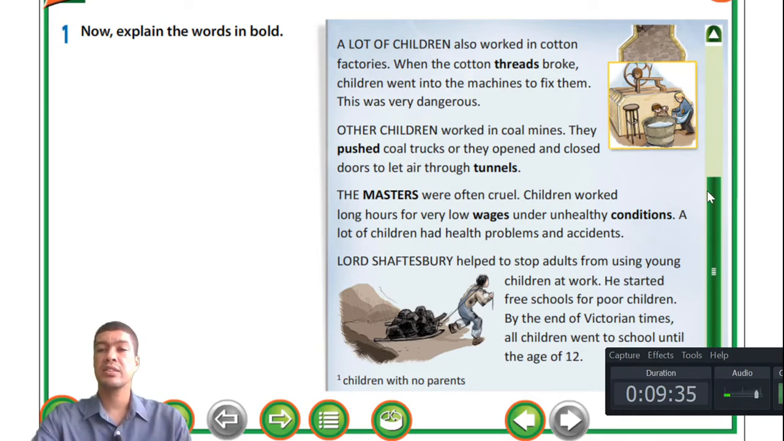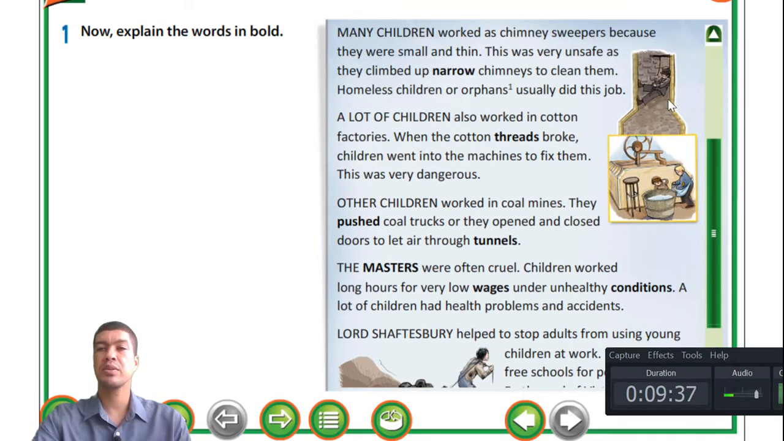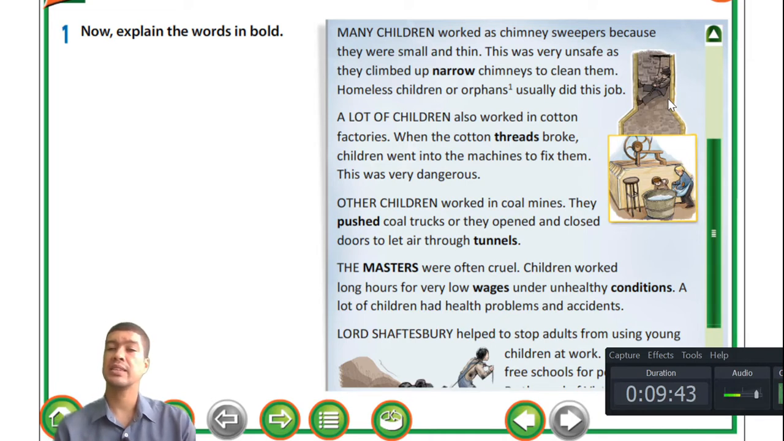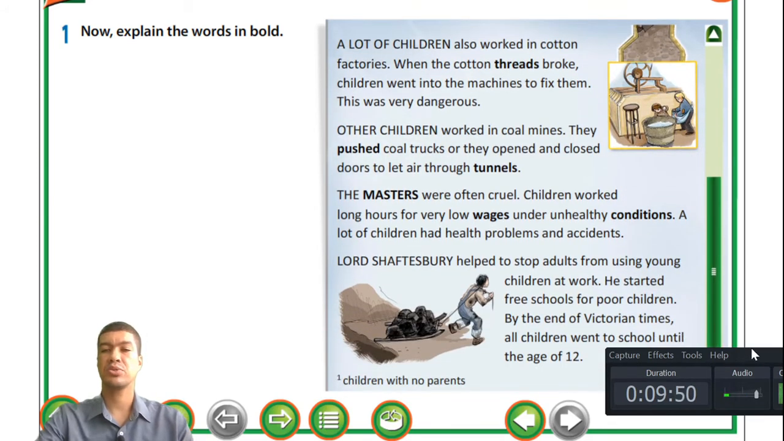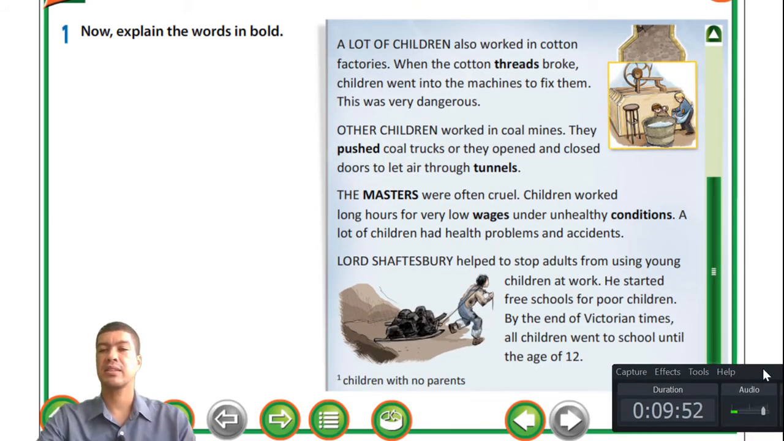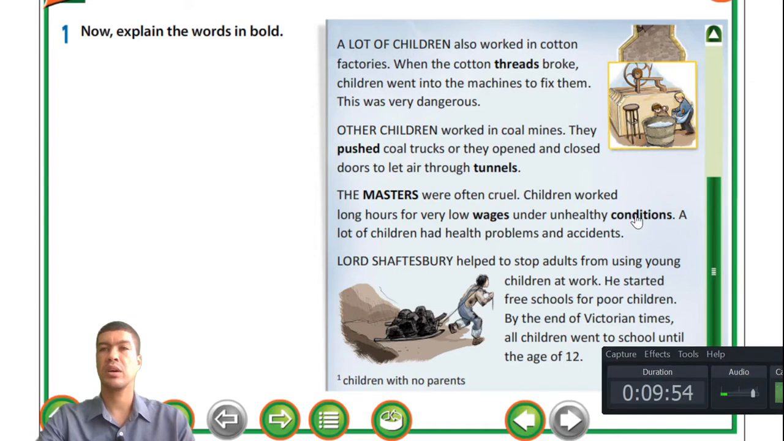If you look at the chimney, for example, they were very, very dirty and very narrow. So these people or these kids had to climb up these chimneys and clean them. And these were the conditions they were subjected to. And that's the last word that we are looking at.